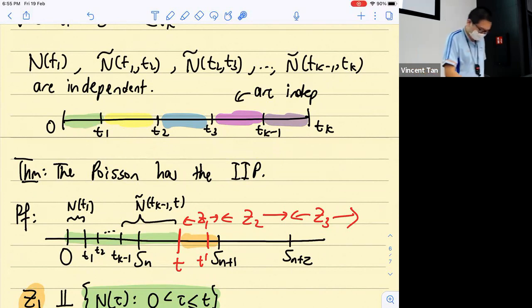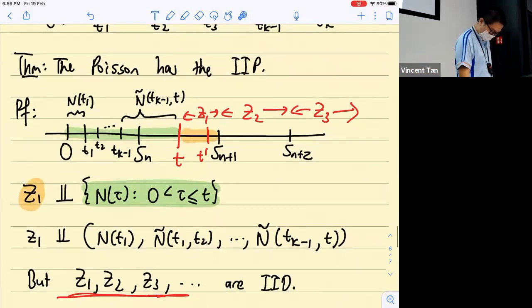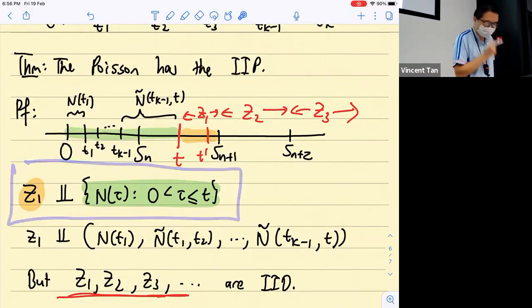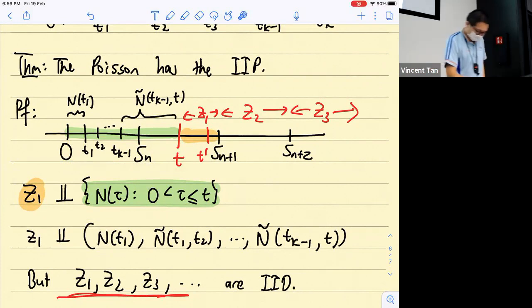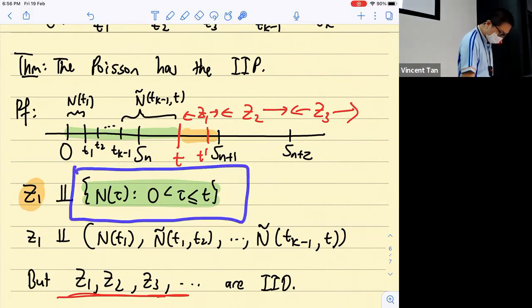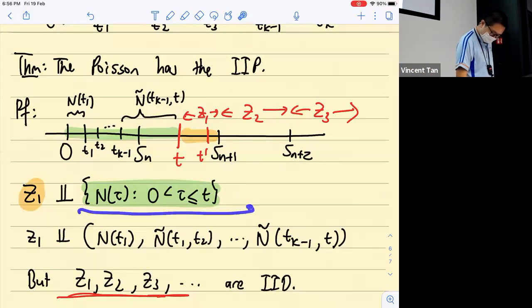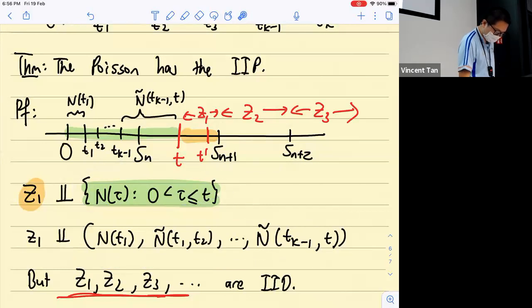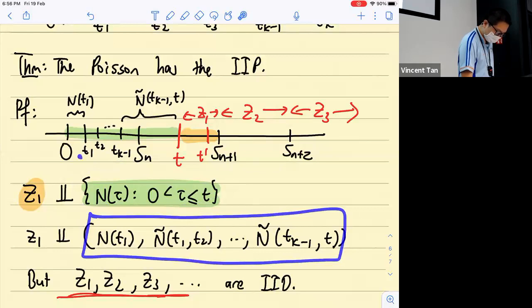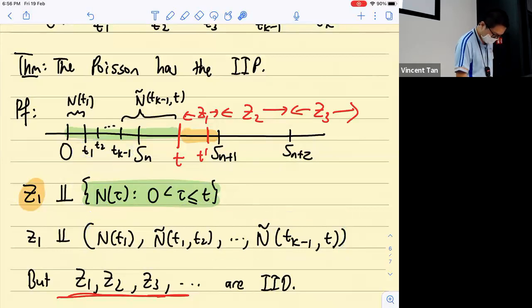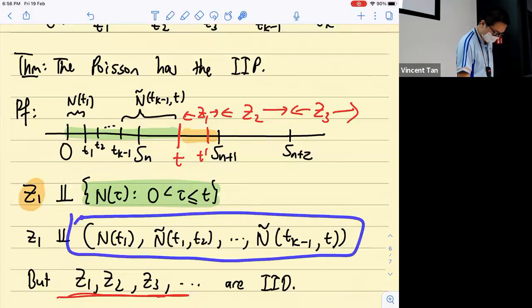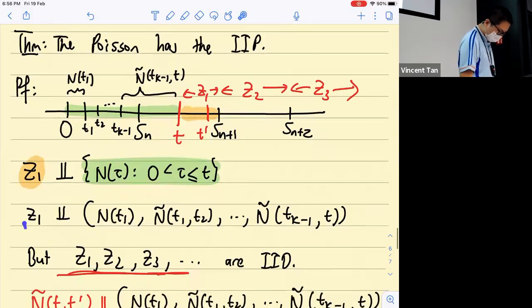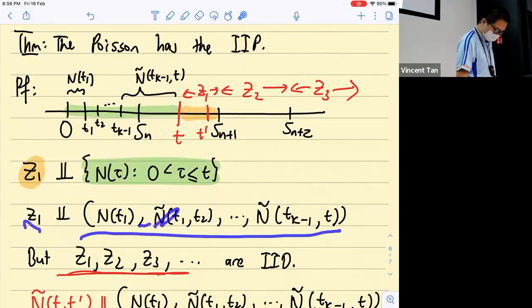Theorem: the Poisson process has the independent increment property. This picture is just a guide for the proof. We start from this, which comes from the memoryless theorem. If I pick an arbitrary sequence of times here, t1 up to tk minus 1, then this actually determines this. If I know this, I know this thing in the box.